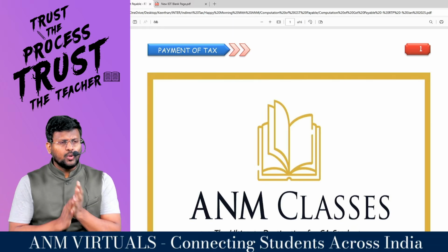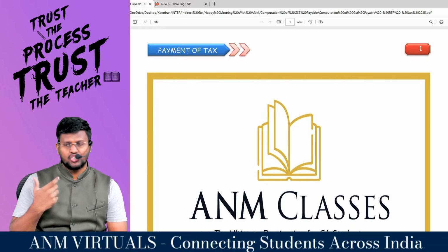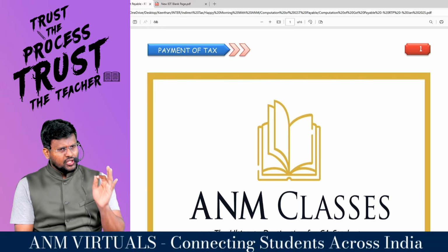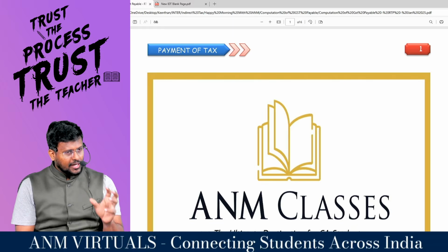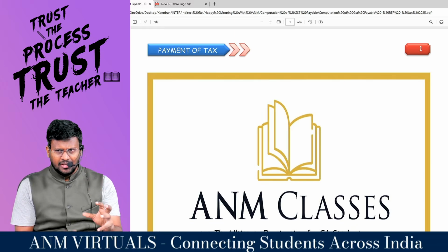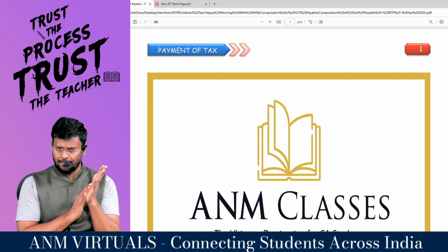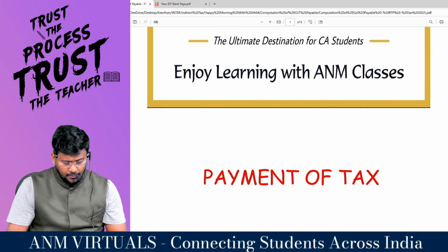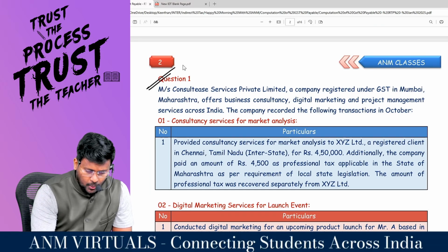Sir, we are going to do the first question, computation of GST payable in the GST paper. In GST, the first question is going to be a 10-mark question. That 10-mark question is nothing but an integrated question of the entire GST. How to approach that question, how to solve that question, I will explain with question number 1.